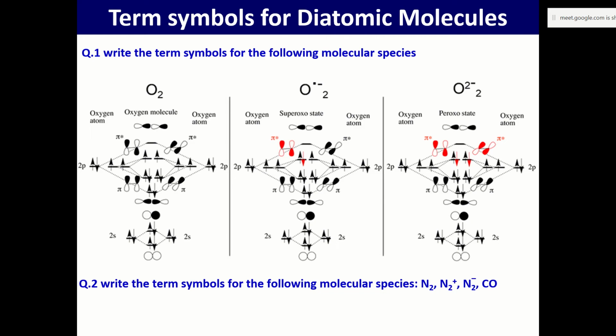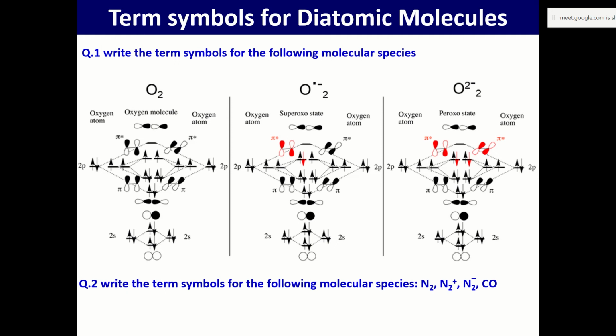Okay, so till the last class we understood this part, the term symbols for diatomic molecules. We discussed this, and I also gave you an assignment to complete this part, the questions as they appear on the screen. Additionally, the O2 plus molecule should also be considered while you are making all these things.